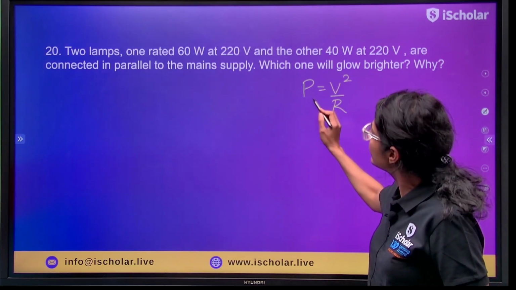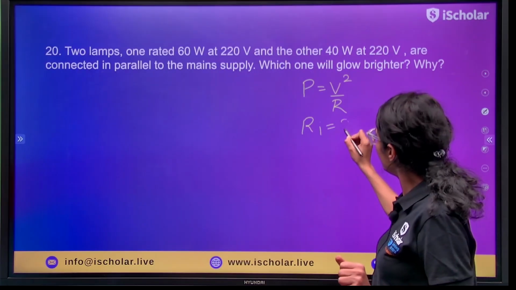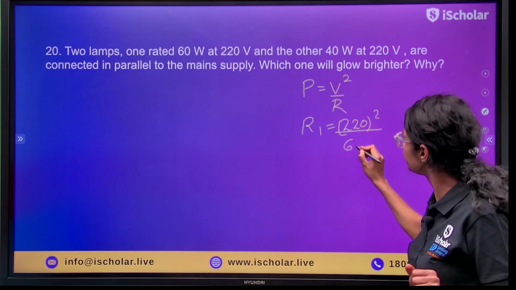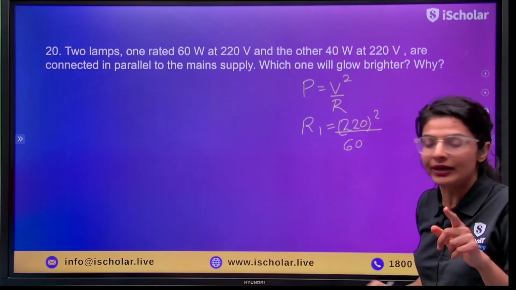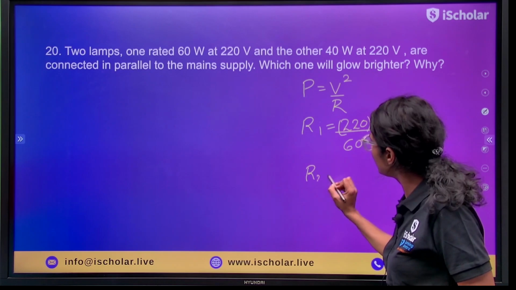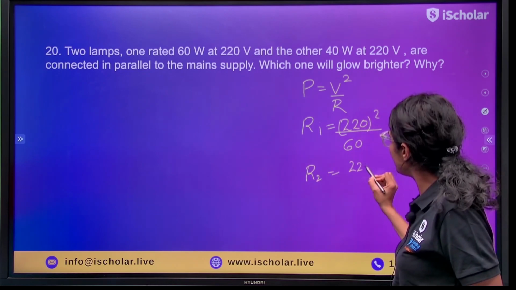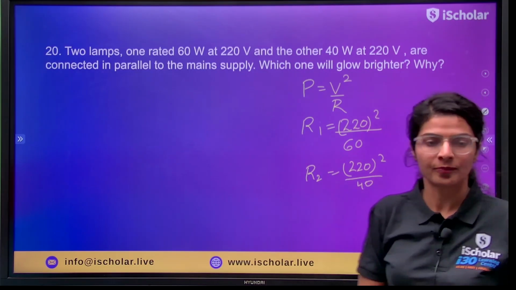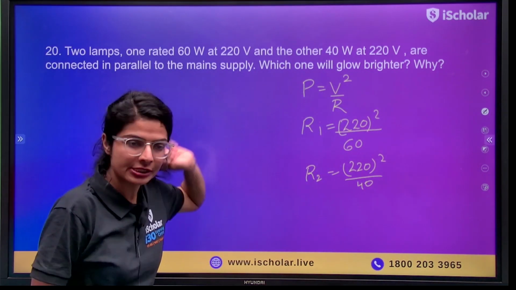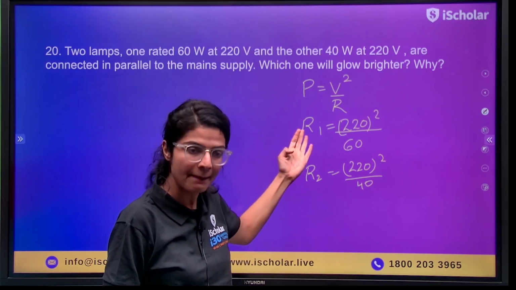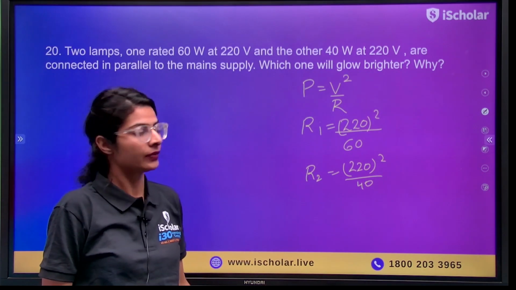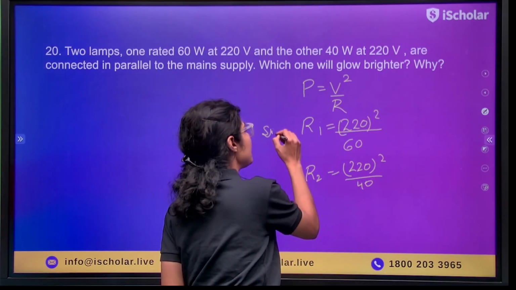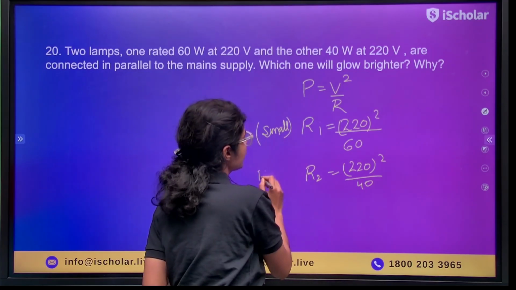So I calculated the resistance of the first lamp, which would be 220 square divided by the power of the first, that is 60. Similarly, calculating the value for the second one, R2 is equal to, again, the voltage 220 square divided by the power, which is 40. Okay. So now, this is the resistance for the first lamp and the resistance for the second one.